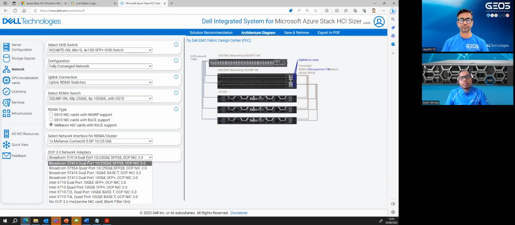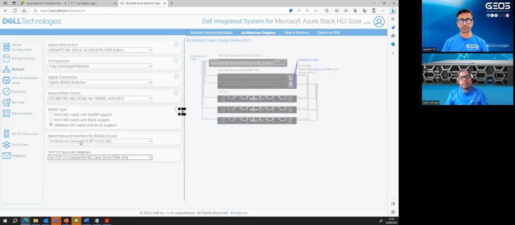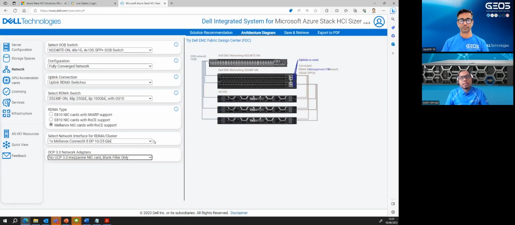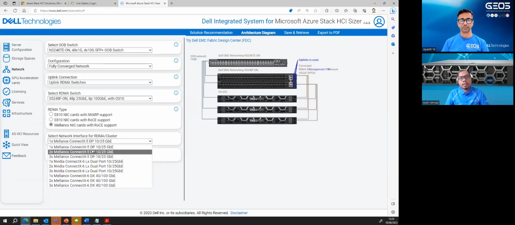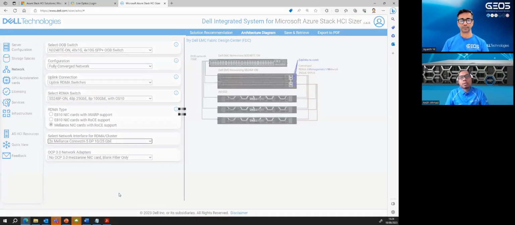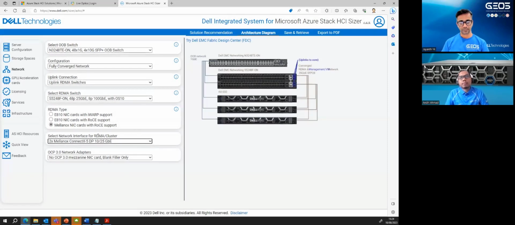So you have this option, or if you also want to be very cost efficient, you can have just a single NIC, for example, and then all the traffic will come from this NIC. Or if you want NIC redundancy, you can just add more network cards, and then we can have NIC redundancy as well.